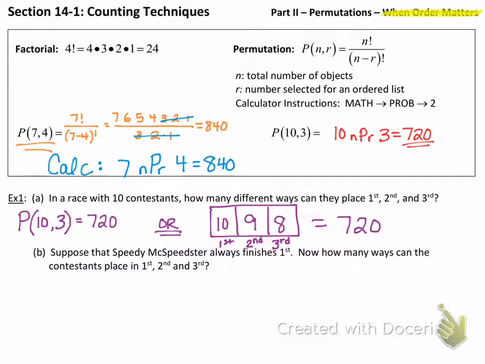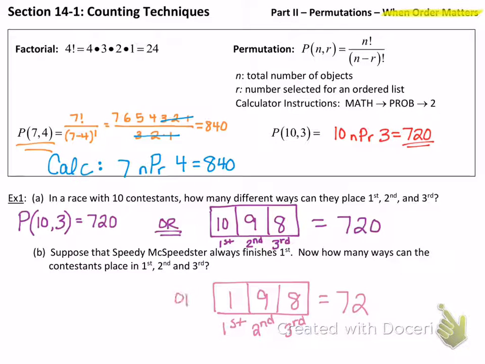Okay, so if we had a little specification, part B, we have Speedy McSpeedster. He always finishes first. So now how many different ways can we have the contestants get first, second, and third? I'm actually going to start with the counting method on this one. For first place, we only have one person because it has to be Speedy McSpeedster. He's part of the 10, so that means we only have 9, and then we have 8 for third. And this gives us 72 options.